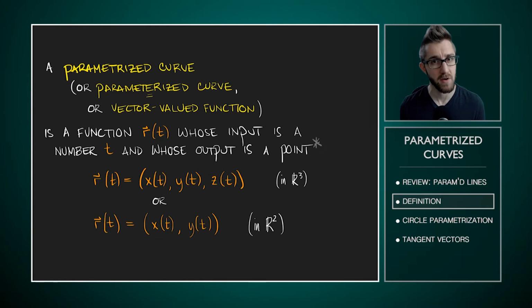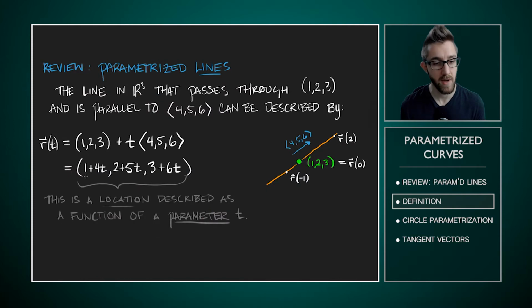And actually, going back to that line example from before, those component functions are right here. Right? This is x of t, y of t, and z of t. So this is usually how we'll write parametrized curves. You'll just specify a different function of t for each coordinate or each component of the point.